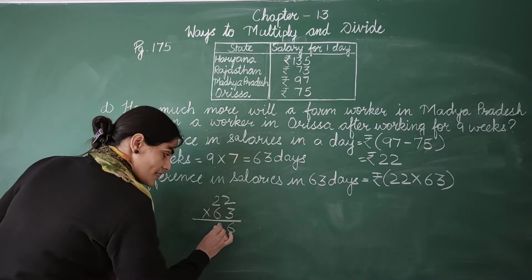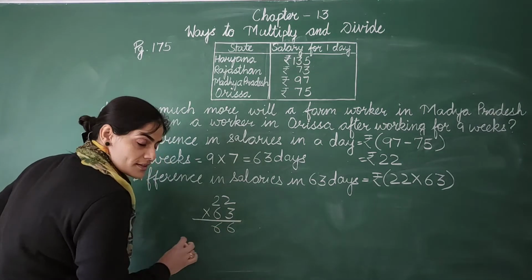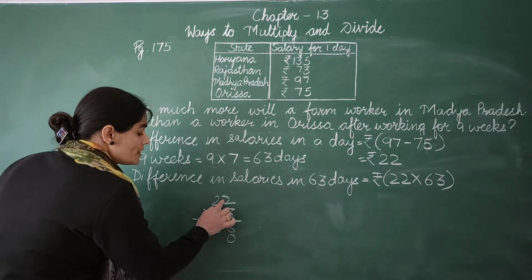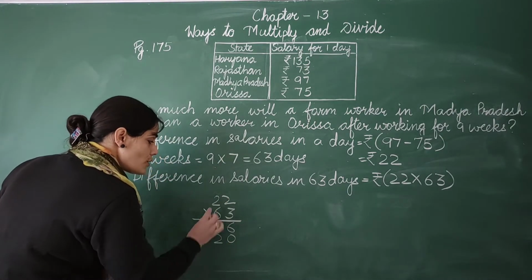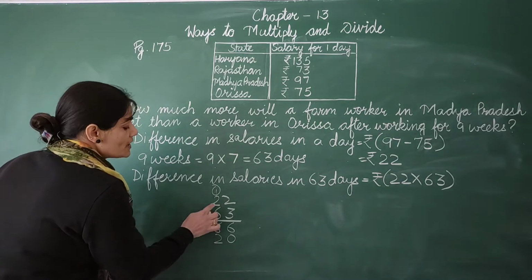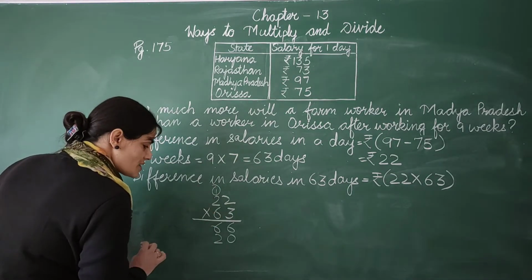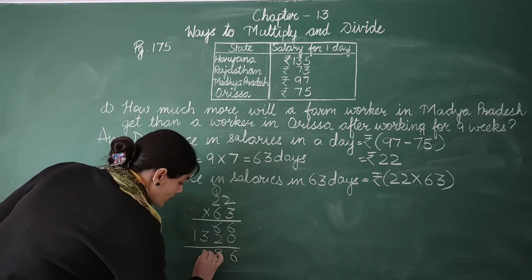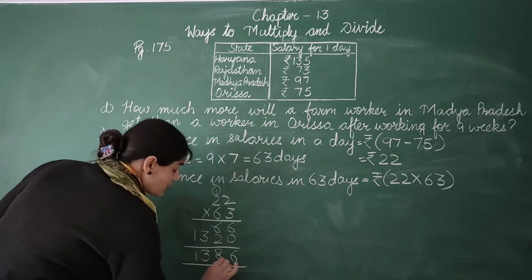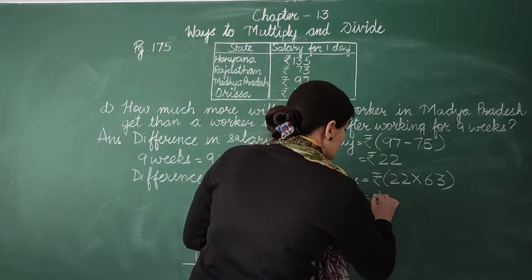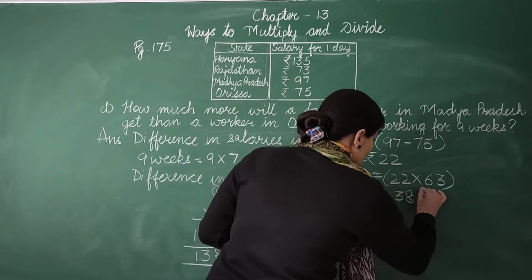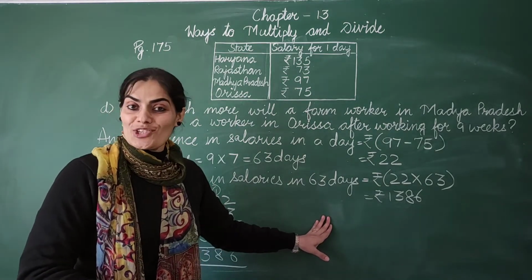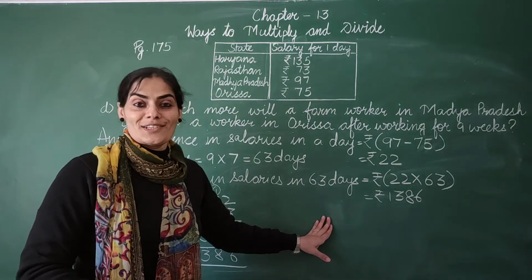3 2s are 6. 3 2s are 6. And before beginning with the second step, let's put a 0. 6 2s are 12. 2 I write and 1 I carry. 6 2s are 12. 12 plus 1 is 13. So the difference is of rupees 1,386. This is one way of doing this question. Let's learn the second method.